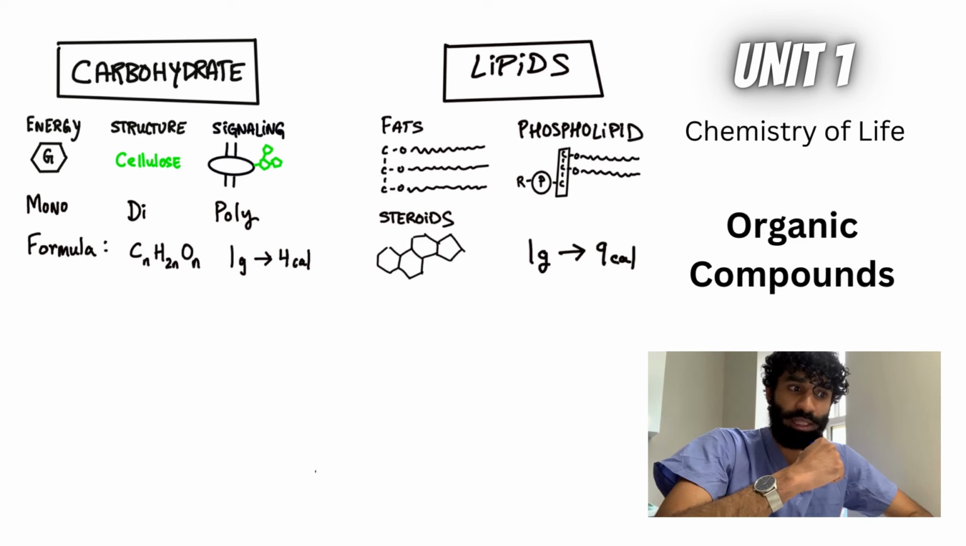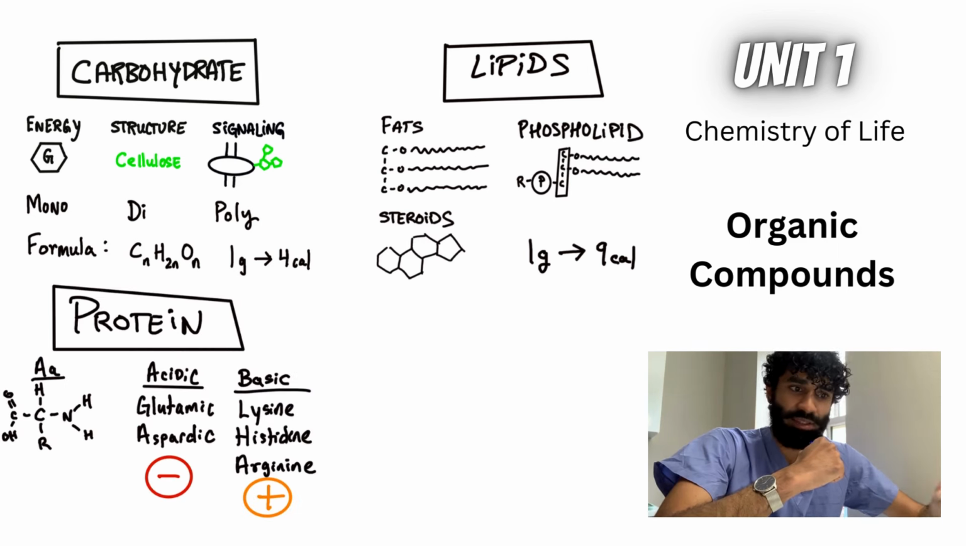The third class is proteins, which are made of amino acids. You have 20 of them. The acidic, negatively charged ones are glutamic acid and aspartic acid, and the basic, positively charged ones are lysine, histidine, and arginine. Proteins have some of the most diverse functionalities, like motility, ATP production, and cell signaling.